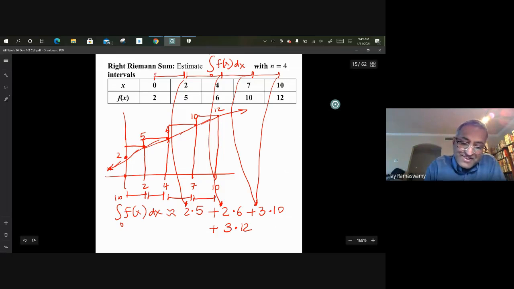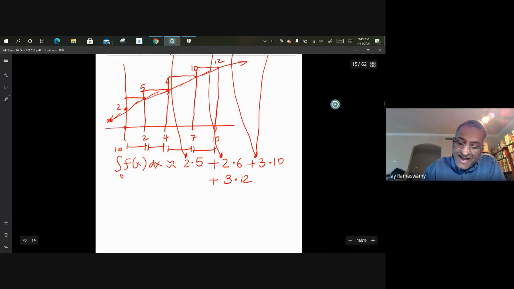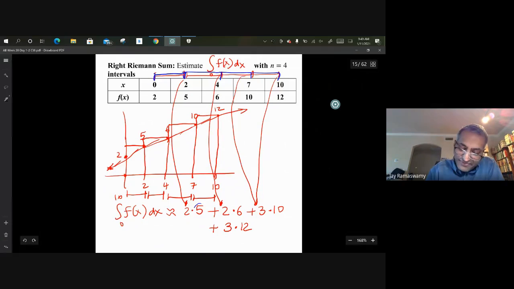Okay, now let's observe how we get the heights. Now remember, this is the first rectangle. Let me switch to blue so you can see the board. This is your first rectangle. That's your second rectangle. That's your third rectangle. That's your fourth rectangle.